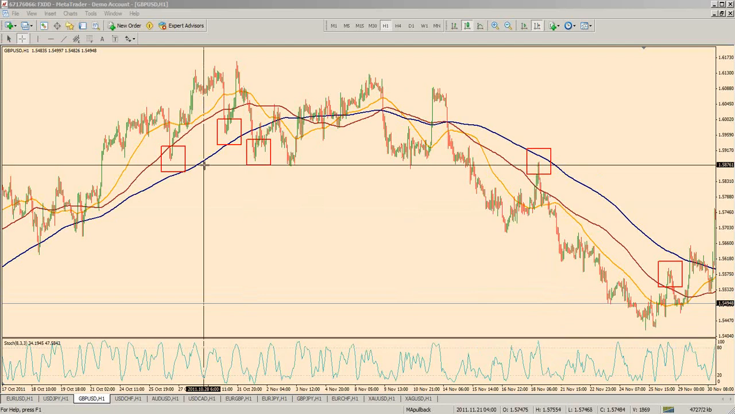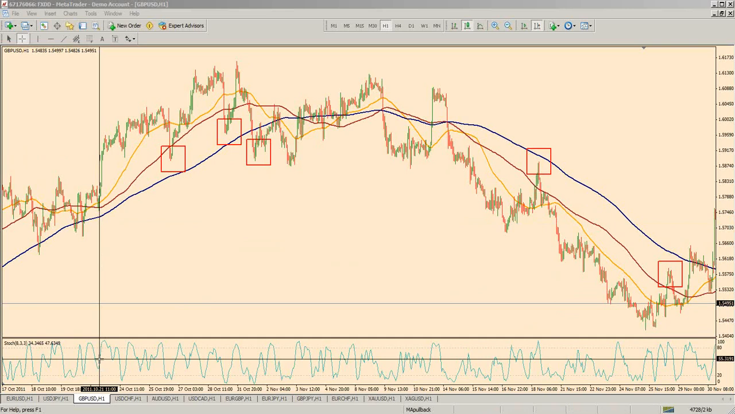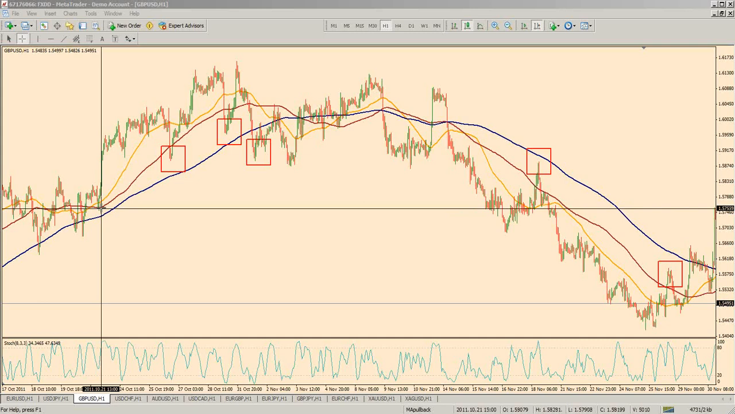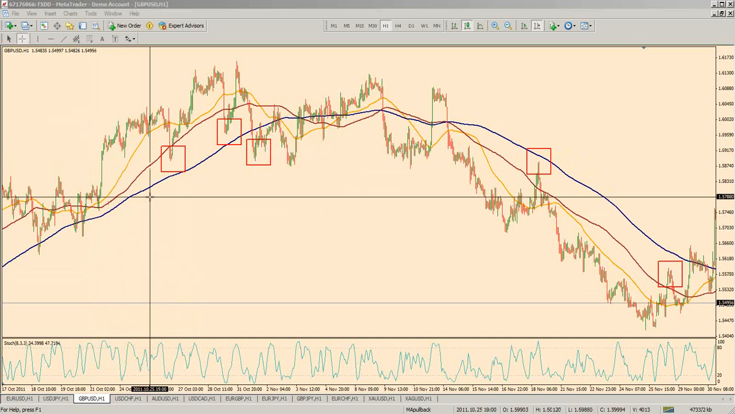So over here, you take a look. Let me move my crosshairs a little bit. You have correct order moving averages right here, and you have a pullback that goes to the 100 period simple moving average or more. This would have been a great trade, right? Yes, it would have. You could have made a lot of money if you went long there.